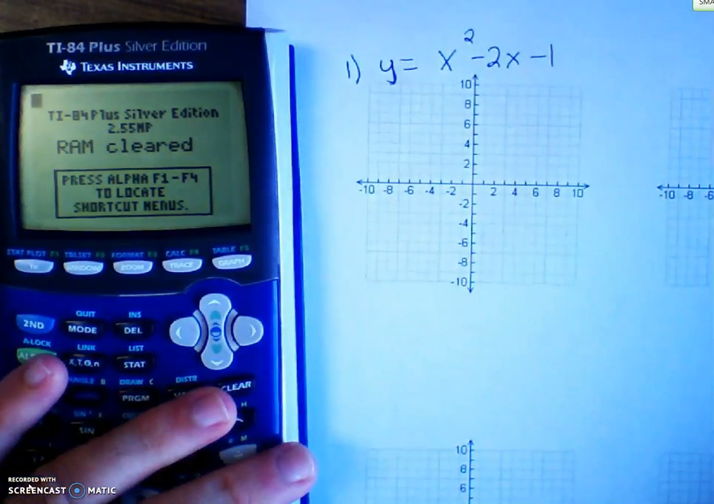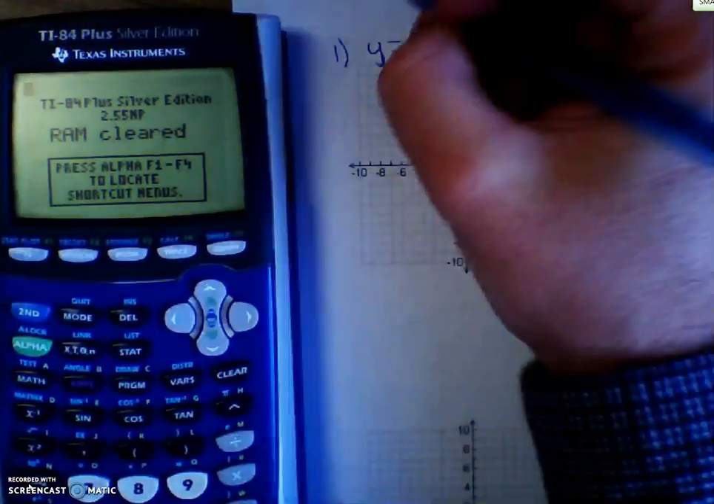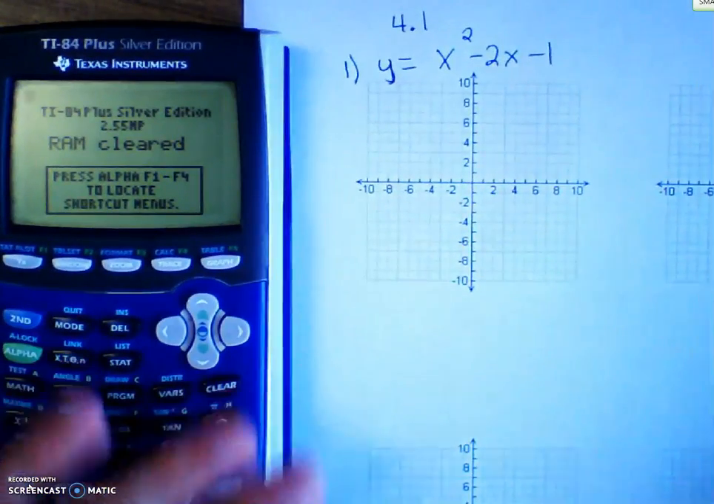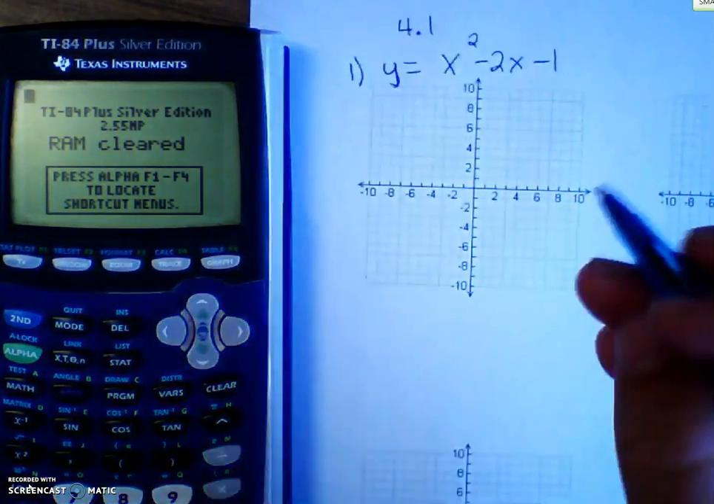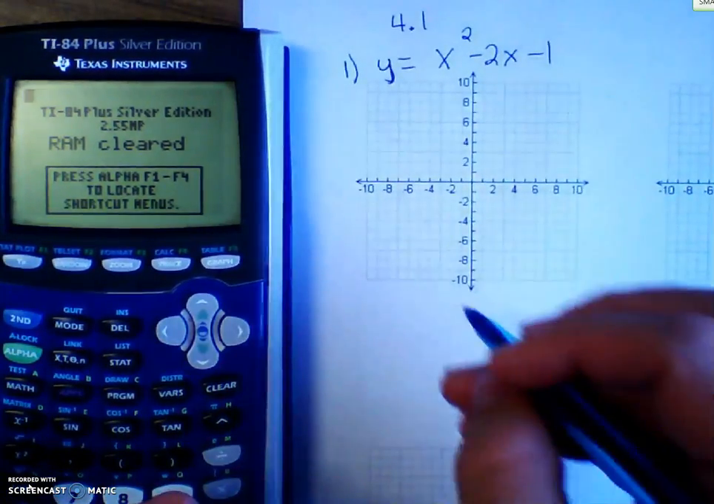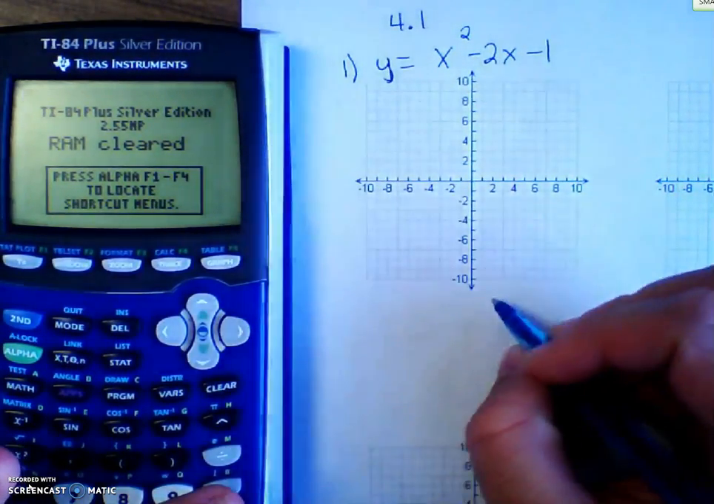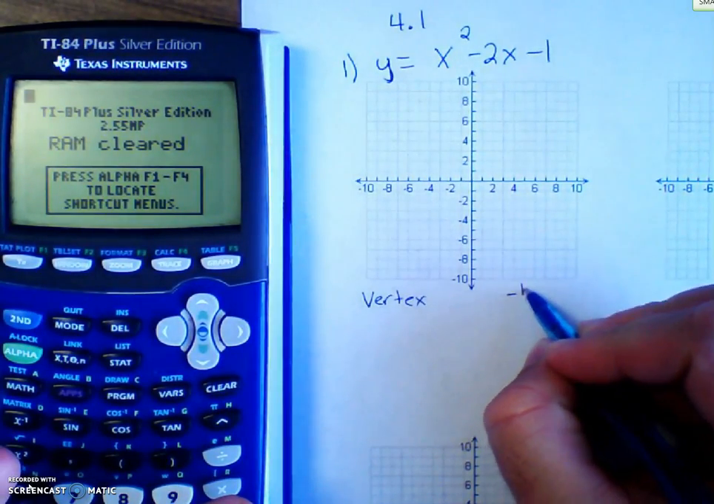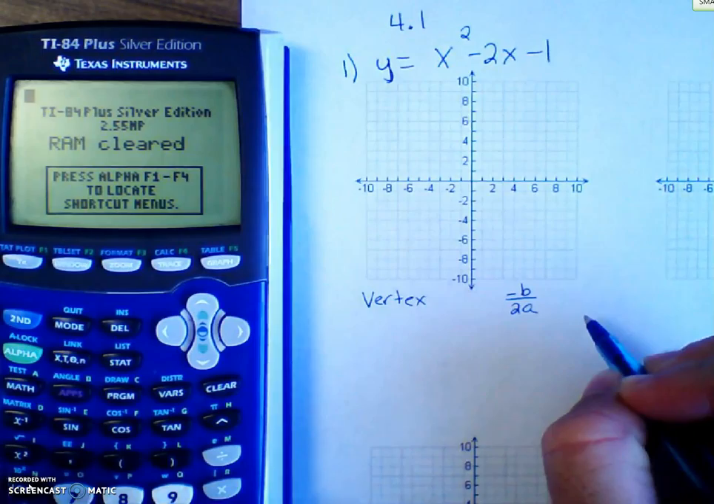All right, the first graph I've got is from section 4.1. This is a quadratic that is in standard form. So to do quadratics in standard form, we should have notes on this, but it's just an extra example. We want to find the vertex, and to do that we have to use this formula, negative b over 2a.